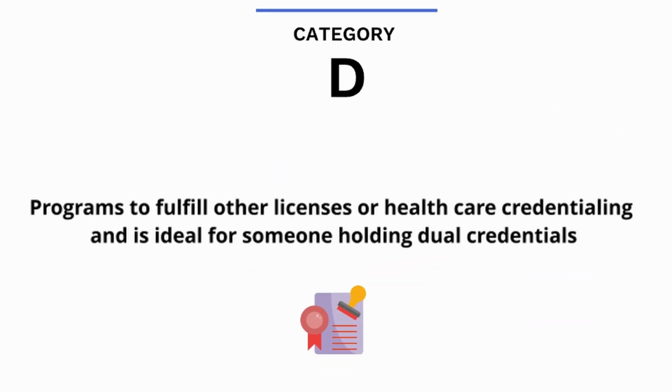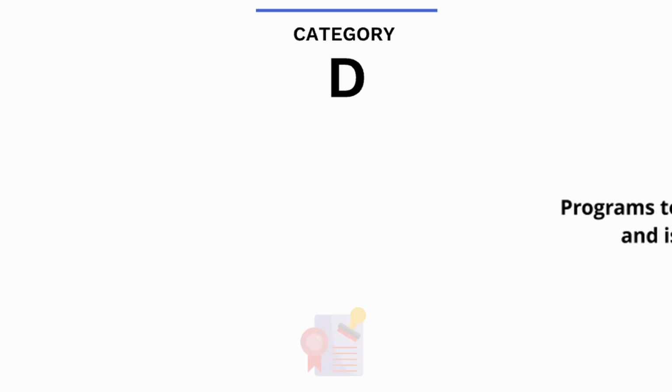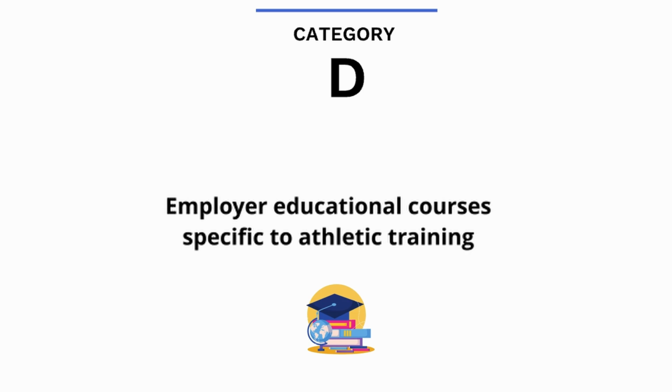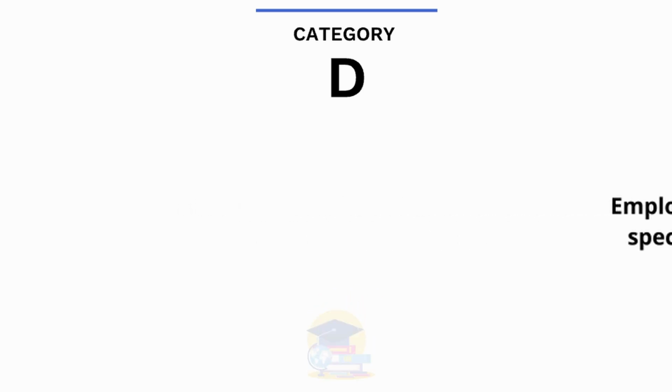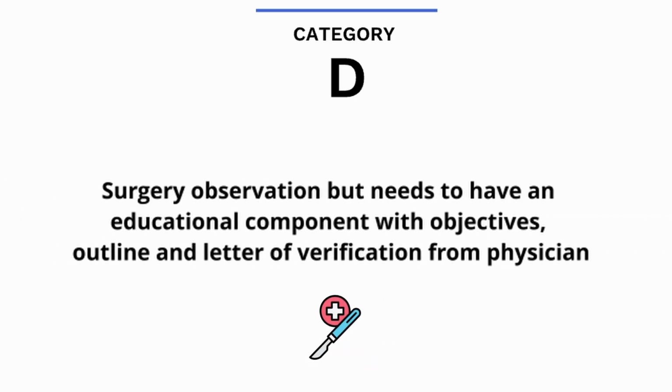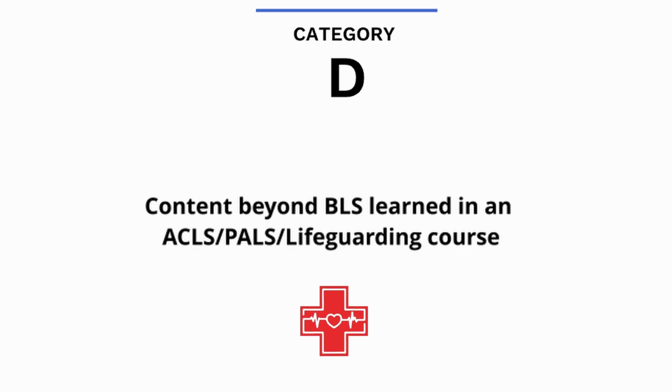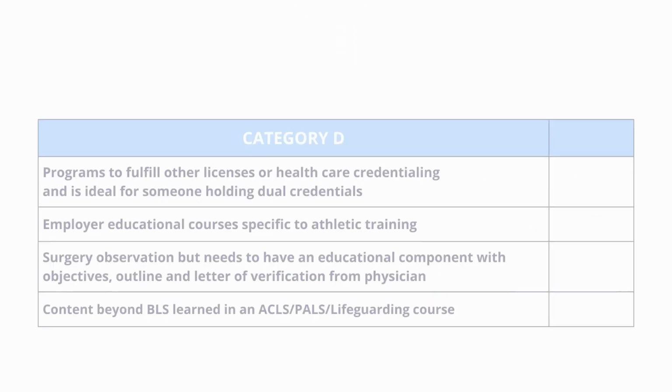Category D can include the following: programs to fulfill other licenses or healthcare credentialing, which is ideal for someone holding dual credentials, employer educational courses specific to athletic training, surgery observation but it needs to have an educational component with objectives, outline, and letter of verification from a physician, and content beyond BLS learned in an ACLS, PALS, or lifeguarding course.